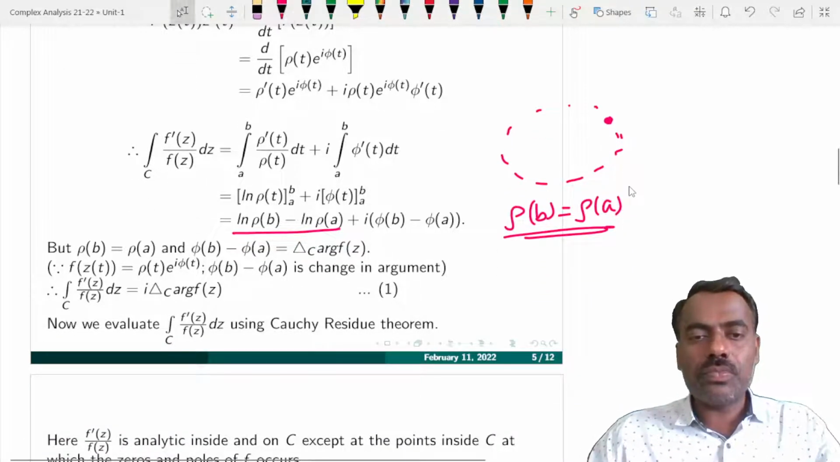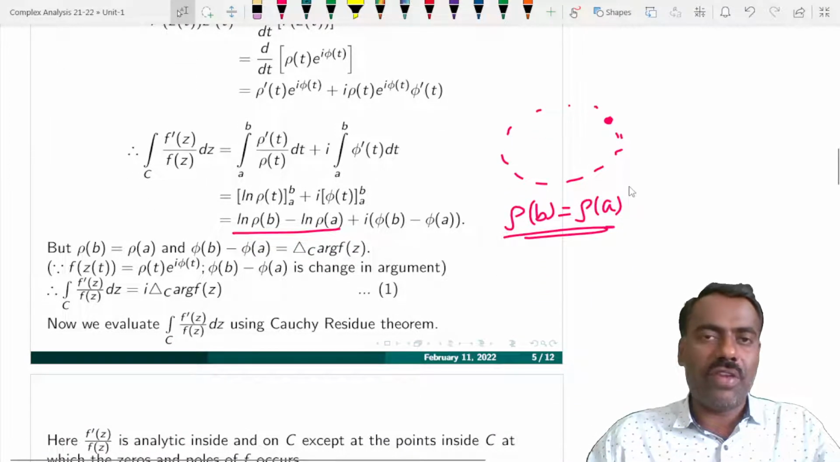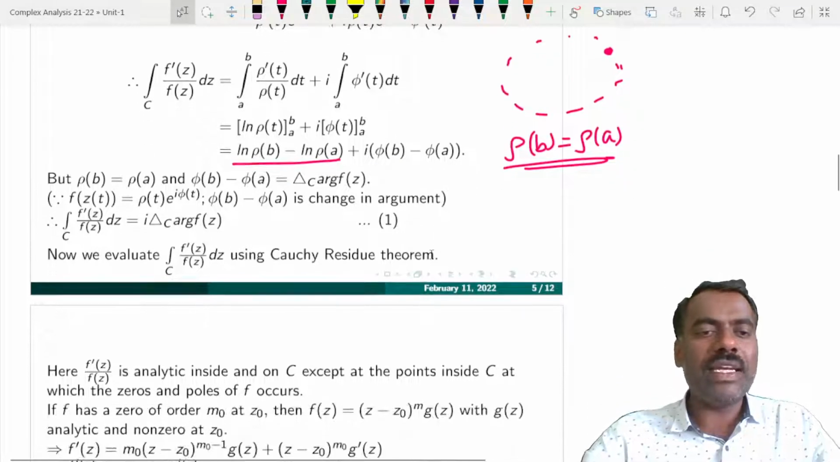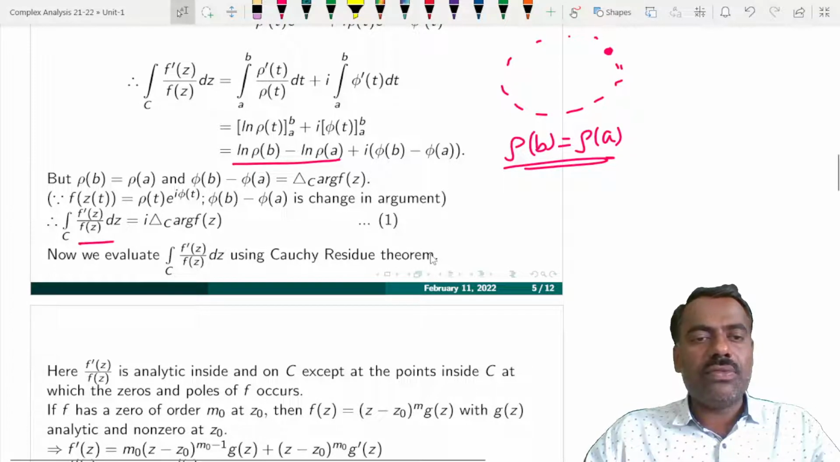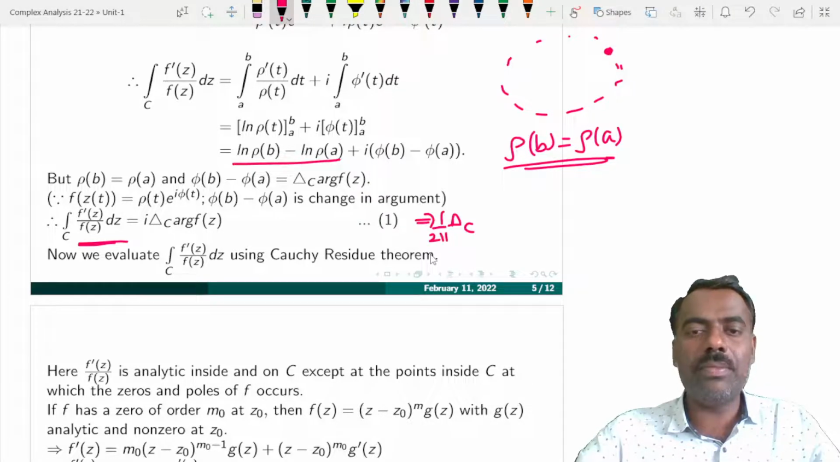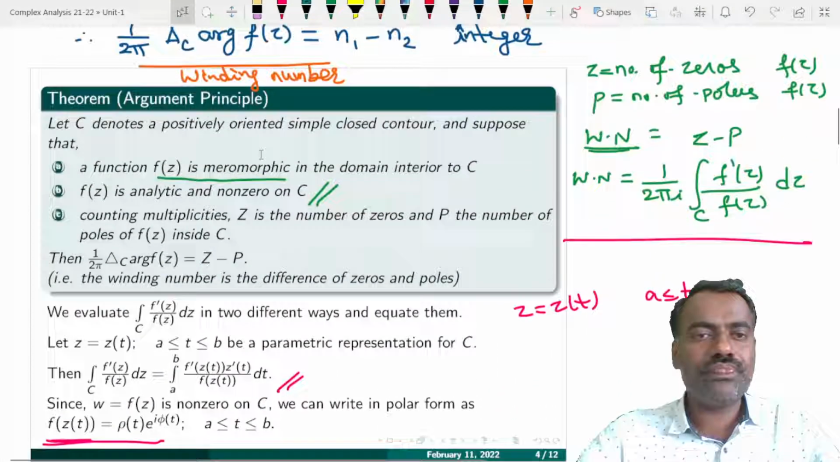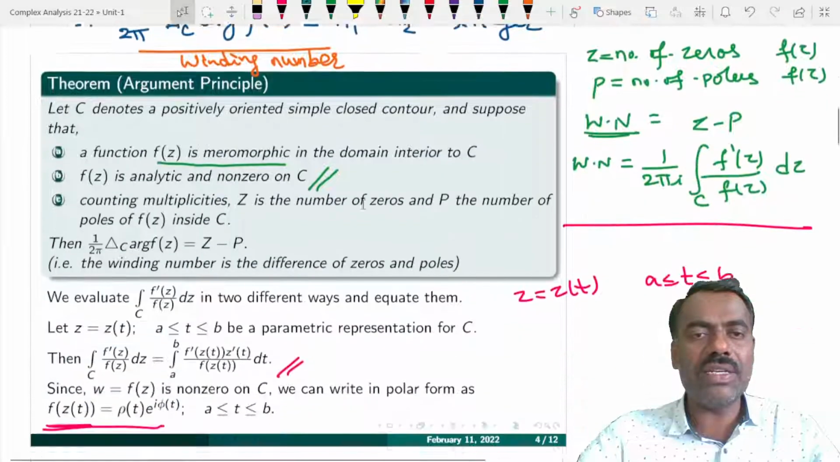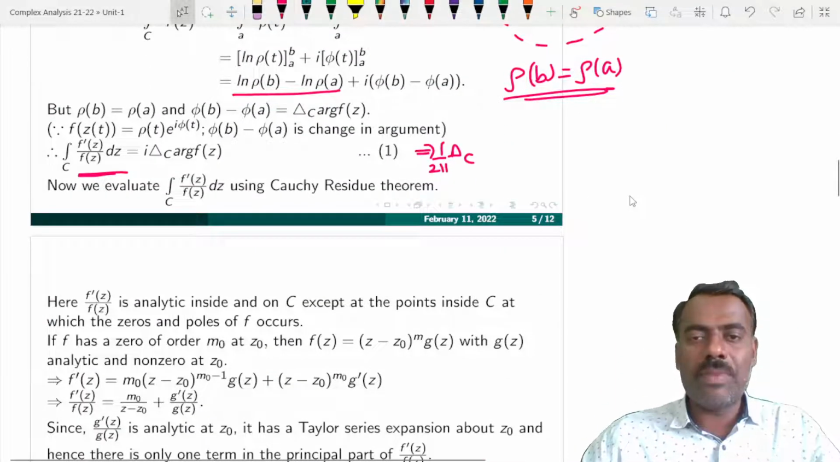This is nothing but delta c times argument of f of z. Okay, that is the winding number, right? So if you substitute those two values here, what we'll get is that this integral value is i times delta c of argument of f of z. In other words, our winding number, which we have defined here, is 1 by 2 pi times delta c of argument of f of z.